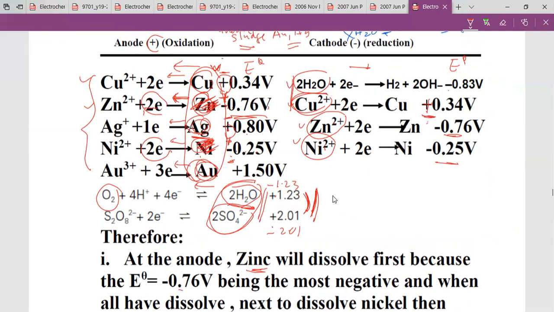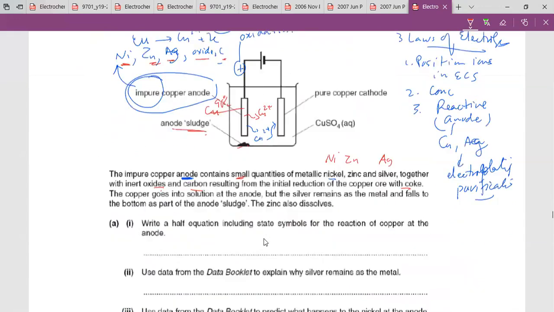But here, what will dissolve first? Zinc, because zinc is the most negative. Then comes nickel, which is less negative, and then comes the positive ones. Here, for the cathode, who will be deposited? The copper, because it's the most positive, because it's going forward.